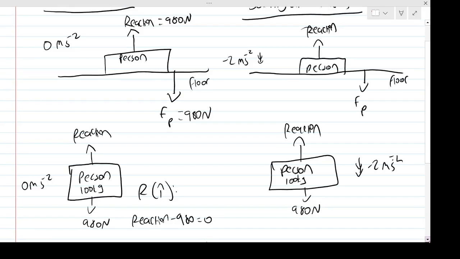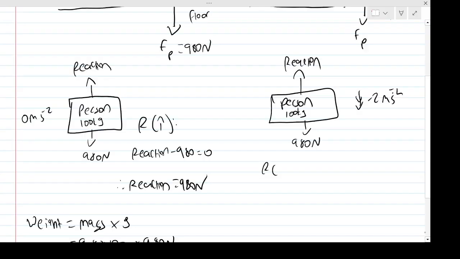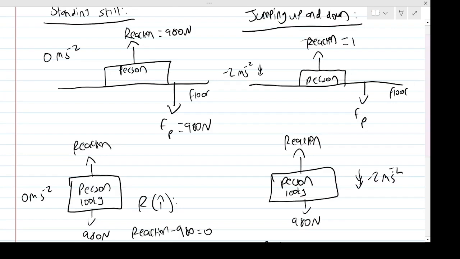Now, if I use F equals ma here, resolving downwards where the acceleration is, the weight of 980 take away the reaction is going to be the mass of 100 times -2 for the acceleration, which is -200. So therefore the reaction, if I solve this, is going to be 1180 newtons. So the reaction up here is 1180.